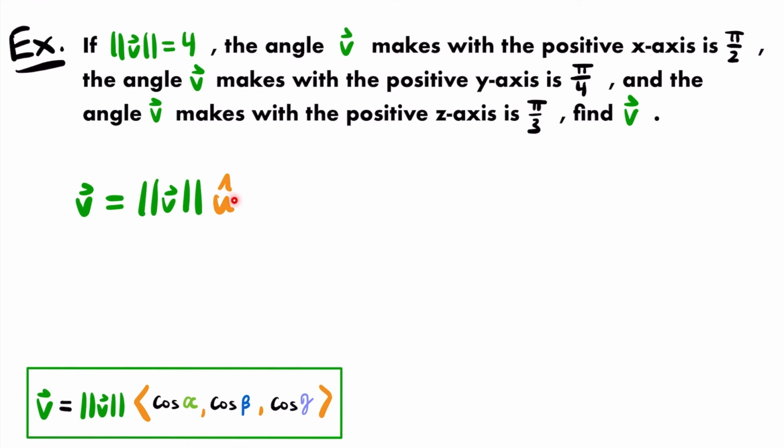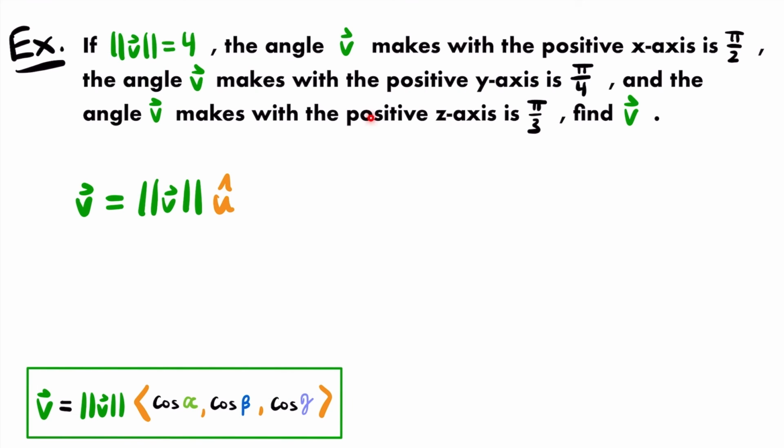This unit vector, for a vector in 3 dimensions, can be defined like this. We have an x component of cosine of alpha, a y component of cosine of beta, and a z component of cosine of gamma. Now remember, alpha is the angle that our vector makes with the positive x-axis, beta is the angle that our vector makes with the positive y-axis, and gamma is the angle that our vector makes with the positive z-axis.